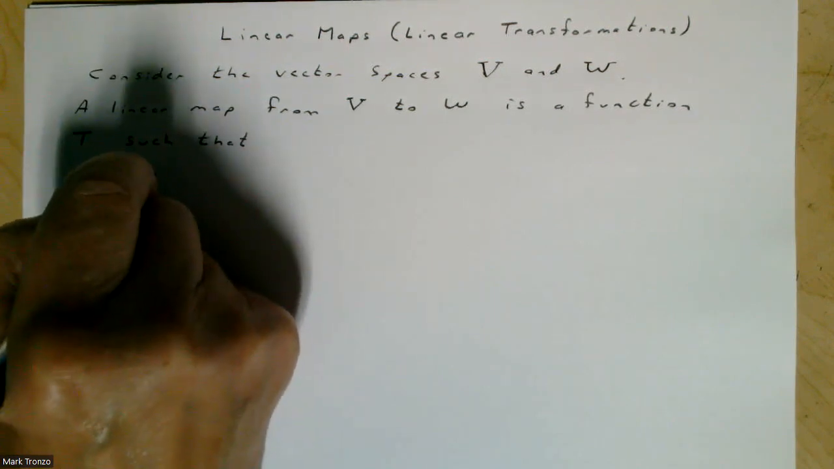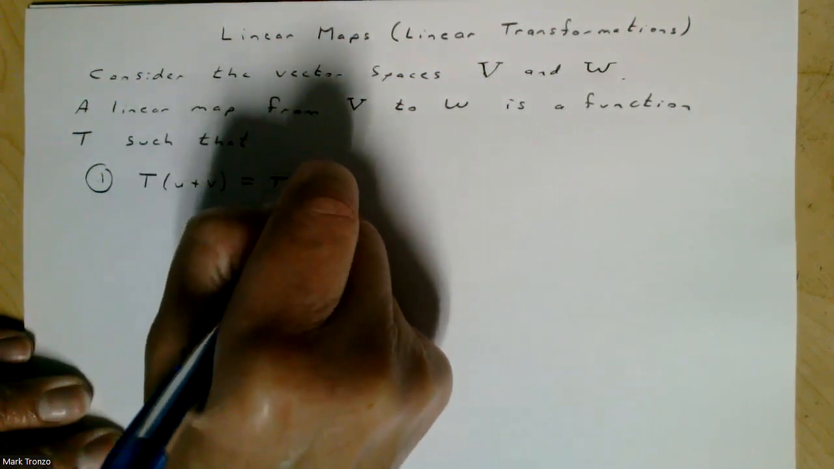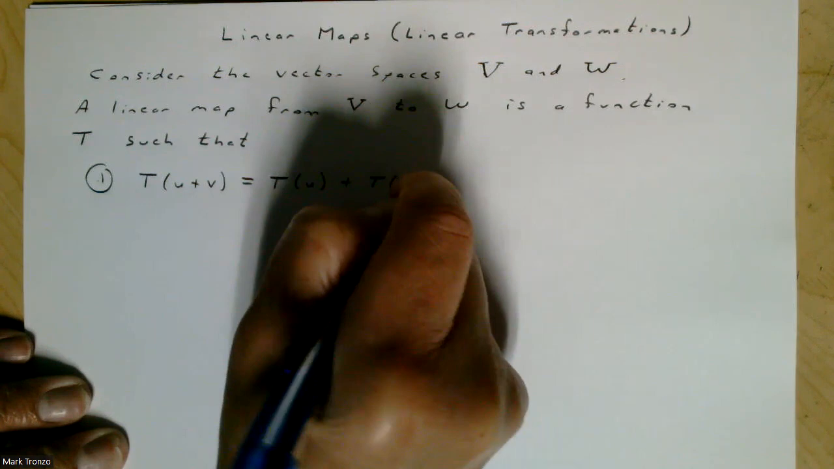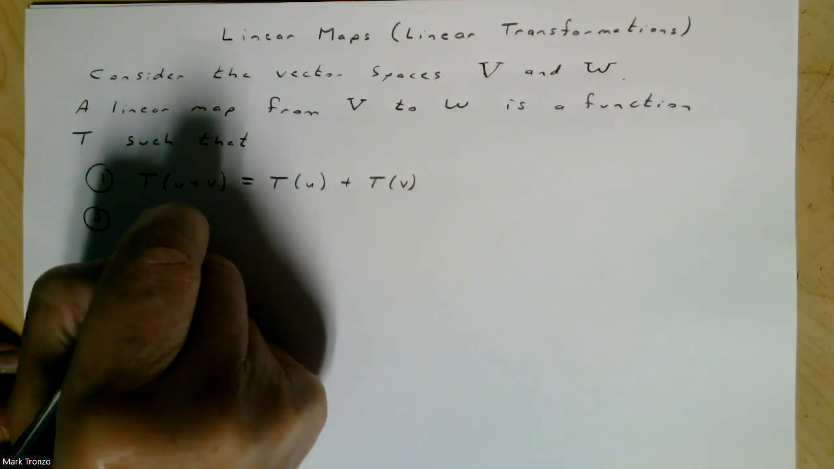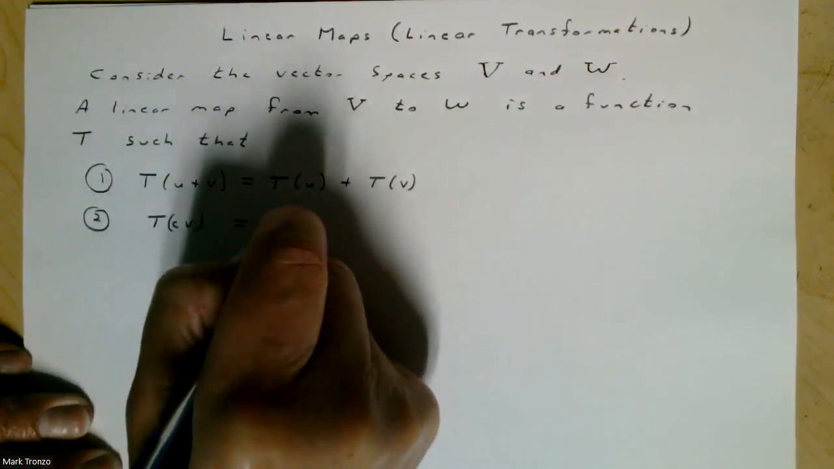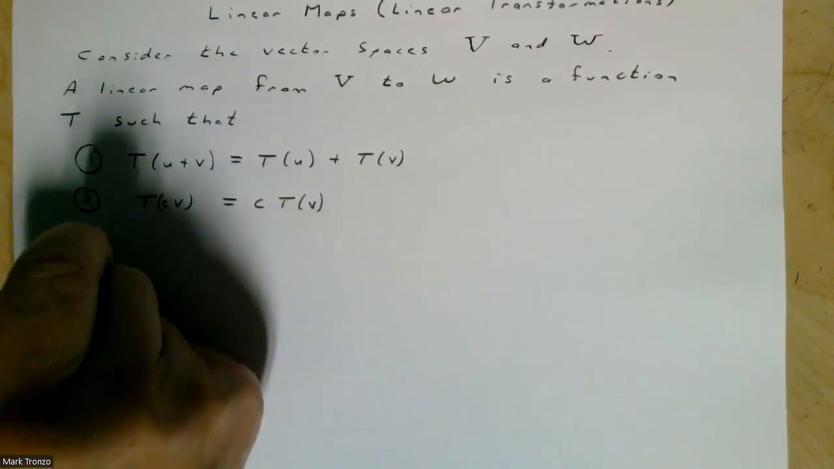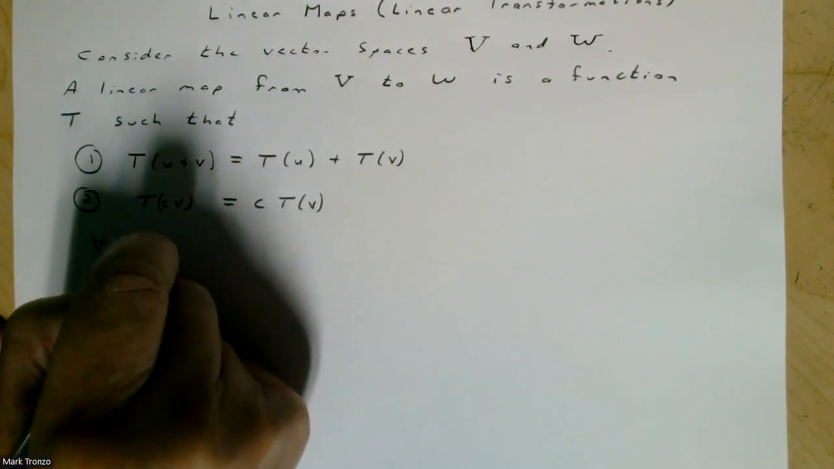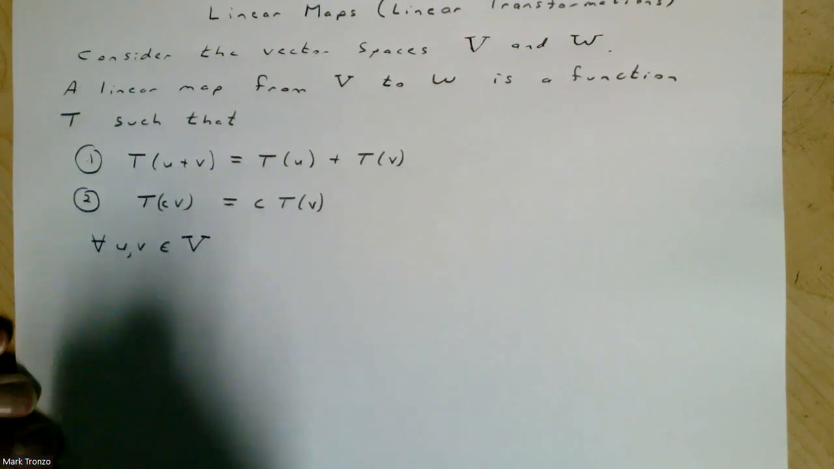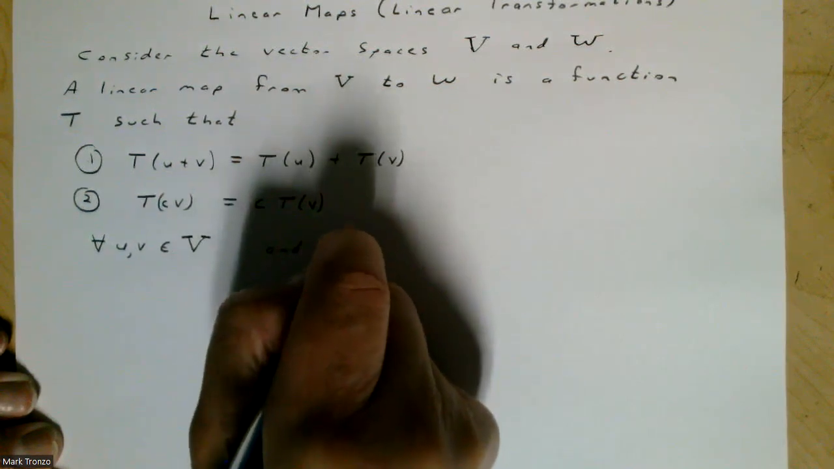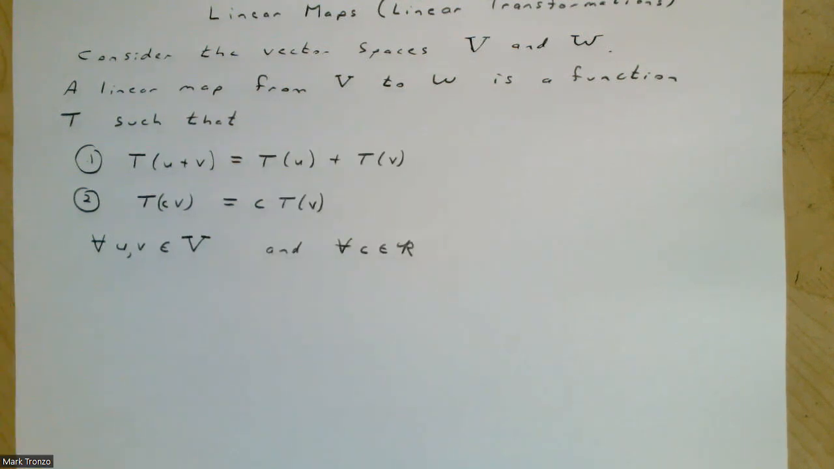Number one, T(u + v) equals T(u) plus T(v). Two, T(cv) is equal to cT(v). And these have to be true for all u and v in the vector space V, all the vectors in that space, and for all real numbers c of the reals.